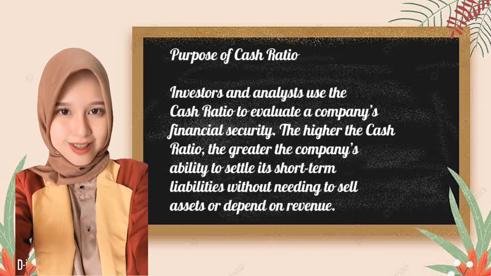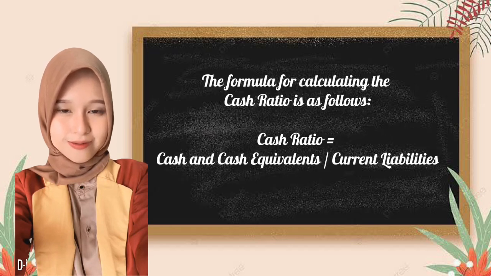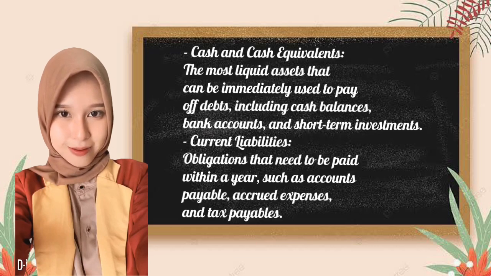The higher the cash ratio, the greater the company's ability to settle its short-term liabilities without needing to sell assets or depend on revenue. The formula for calculating the cash ratio is as follows. Cash ratio is equal to cash and cash equivalents divided by current liabilities. Cash and cash equivalents are the most liquid assets that can be immediately used to pay off debts, including cash balances, bank accounts, and short-term investments. Current liabilities are obligations that need to be paid within a year, such as accounts payable, accrued expenses, and tax payables.